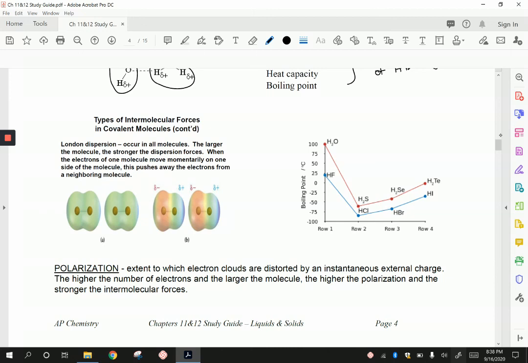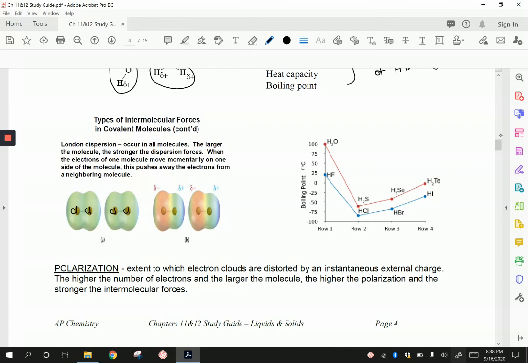So something like water also has London dispersion. Something like HCl also has London dispersion. It's just not very strong. And so what happens is, let's say this is Cl2, for example. So you have two neighboring molecules of Cl2. They're nonpolar, their electron clouds are evenly distributed, everything's great.